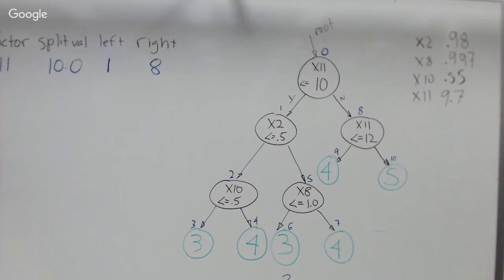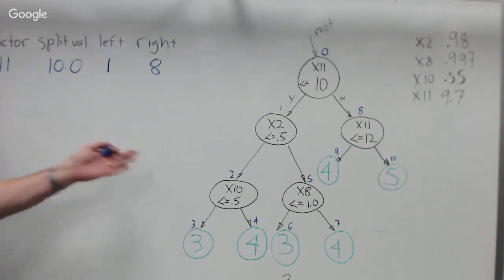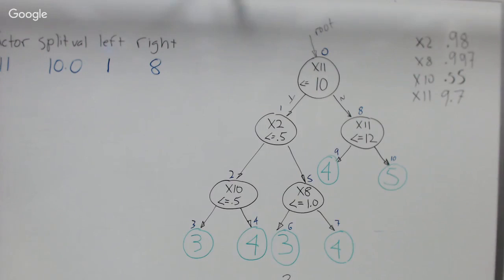Now, how many rows should we have? Who knows the answer? 11, right? And that's because there's 11 nodes over here, right? Okay. I know that was easy, but just checking.